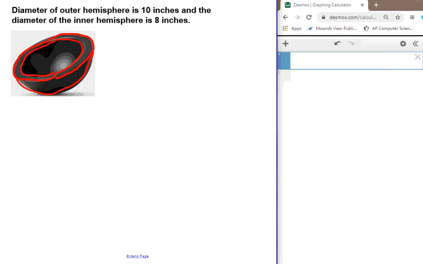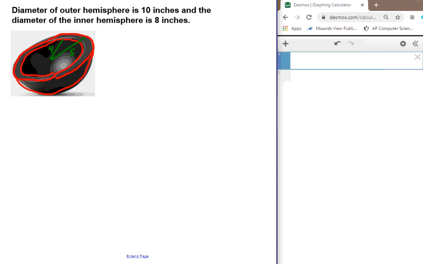And now what you want to do is add the information they gave us. They told us the diameter of the outer one is 10 inches, which means it's 10 inches all the way across. But most of our formulas just use the radius. So I'm going to mark this with a 5 for the radius. And the inner hemisphere is 8 inches, which means that the radius, which is half the diameter, would be 4, like that.